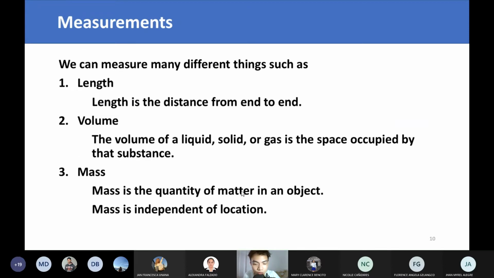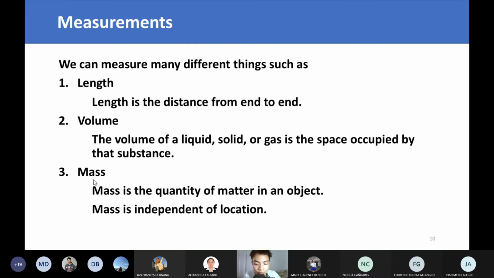Ito yung mga common measurement na ginagamit natin in our daily life. Okay? So, ang length, that is defined as the distance from one point to another point. So, you may need to use a measuring tape, or meter stick, o kaya yung ginagamit ng karpentero, yung bumabalik pag binitawan mo. So, you can use those to measure distances.